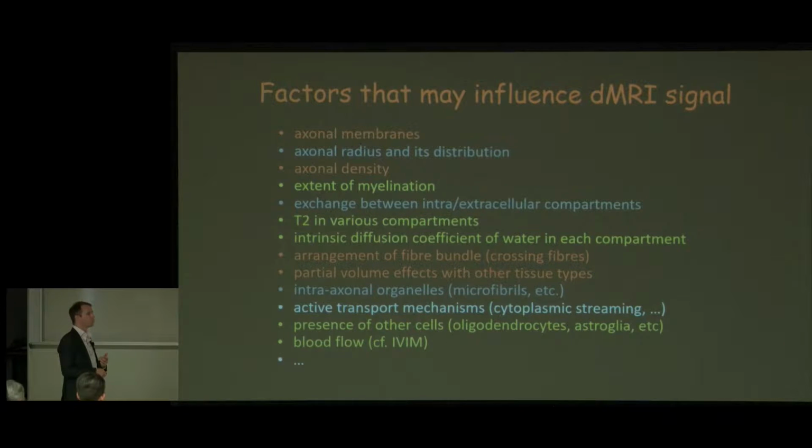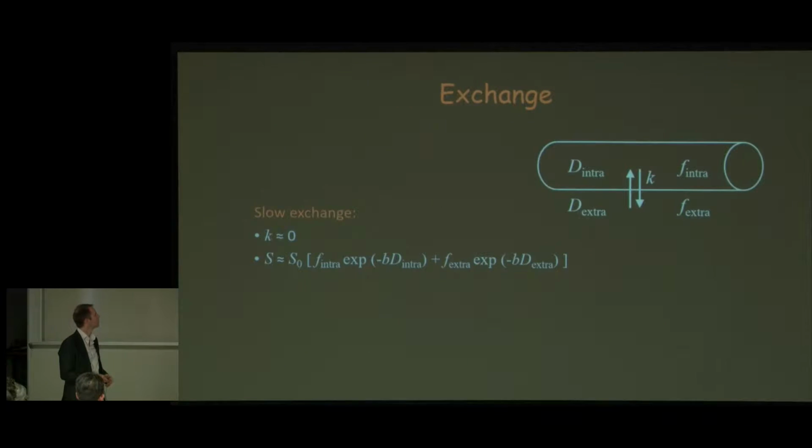So Christian Beaulieu did a lot of work looking at the effect of these kinds of things, organelles and transport mechanisms. They don't really play a part in diffusion, so we can ignore them. So basically this is a kind of like my list of what matters and what we still need to get a handle on. Okay, so that's just kind of setting the scene.